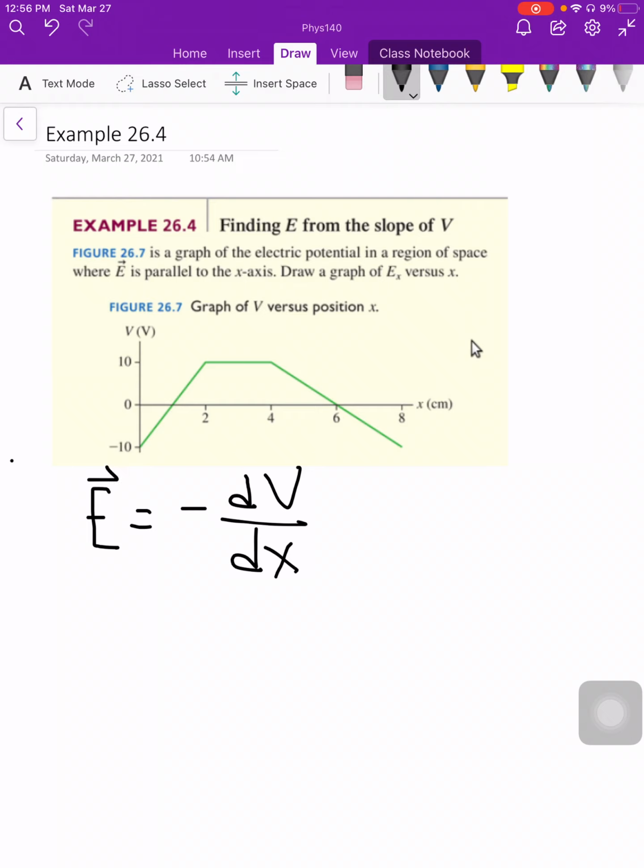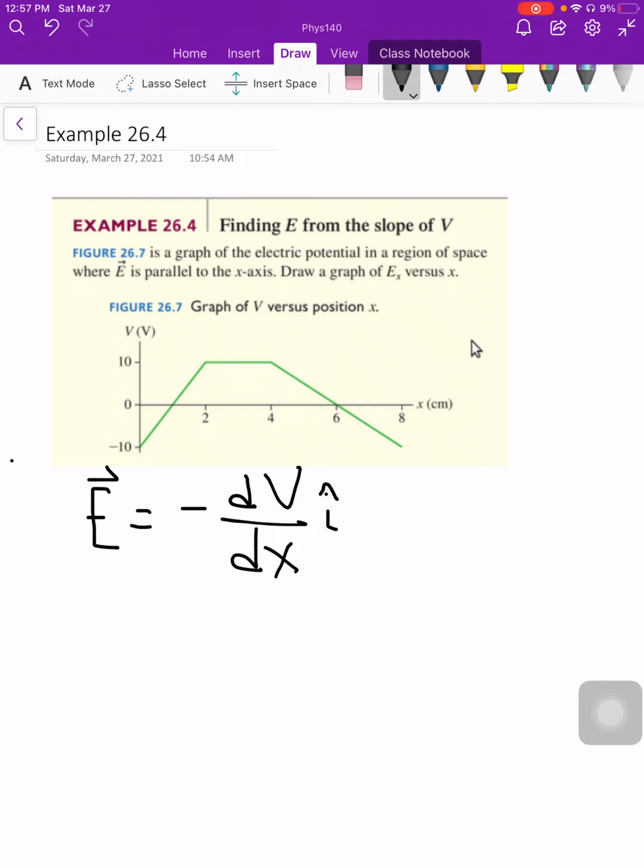And we know that it's a vector, right? So this is in the i direction because I'm only given the potential in terms of x, so I'm going to assume it's 0 for the j and the k directions, or the y and the z directions. Okay, so since I know this, E is just the negative of the slope.